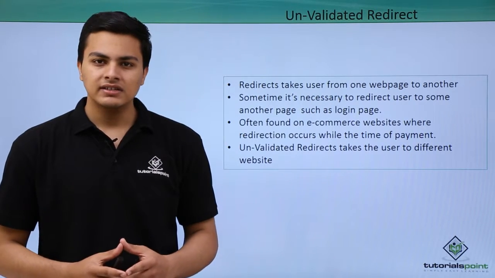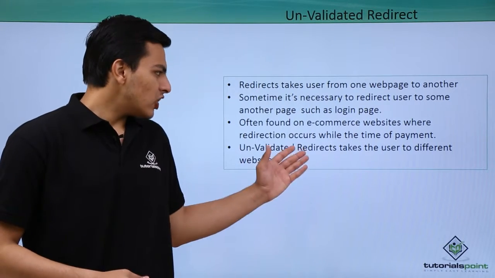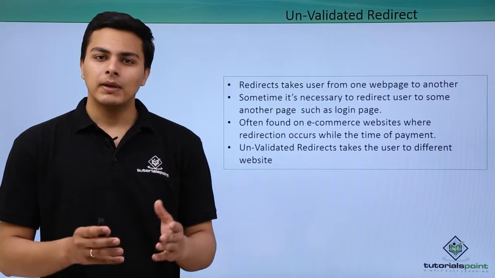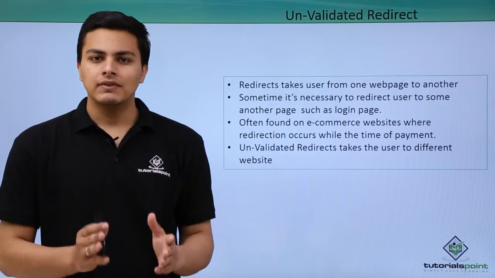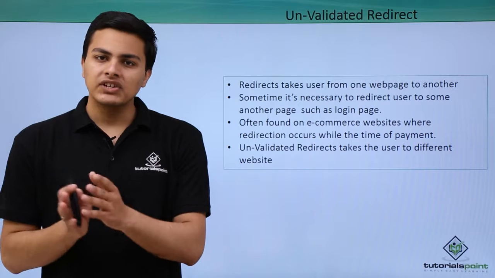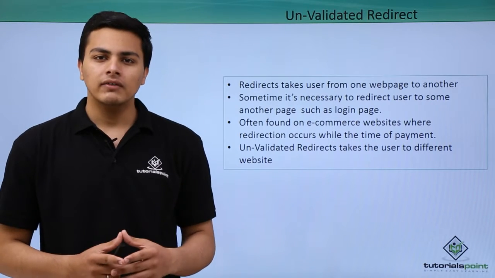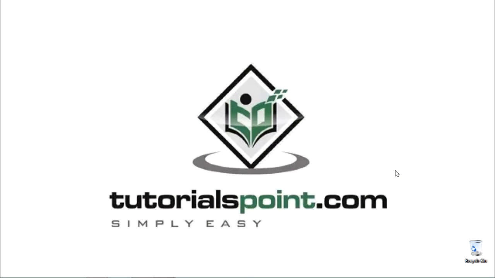An example is login pages. These kinds of vulnerabilities are often found on e-commerce websites where redirection occurs at the time of payment or while checkout. For example, we purchase one thing, and when we want to pay the money, we can abuse the functionality of unvalidated redirects. Now let's see how unvalidated redirects work.